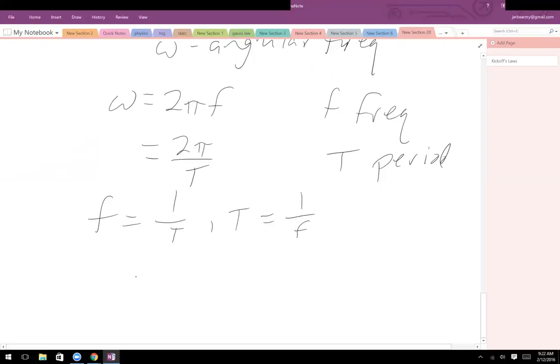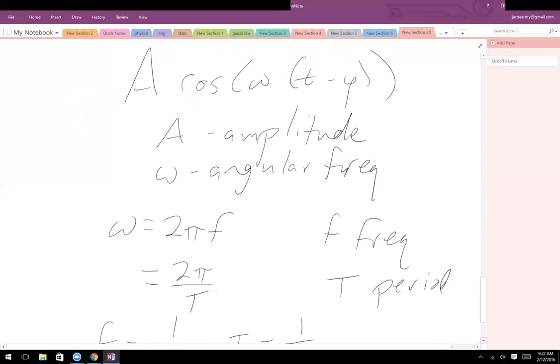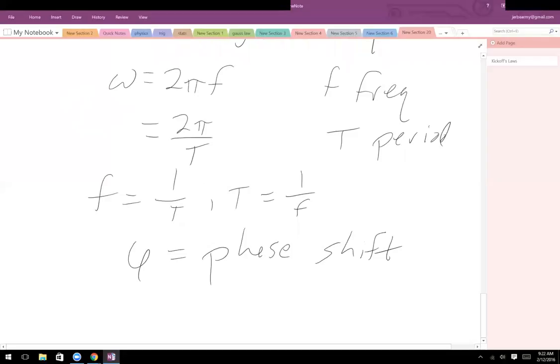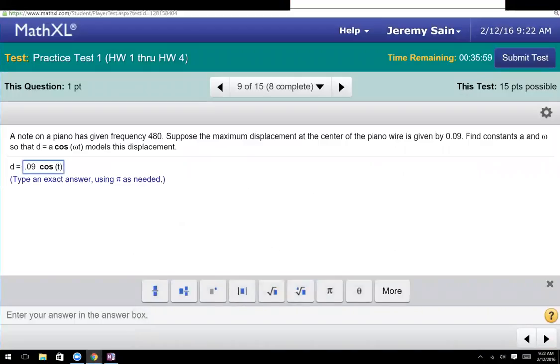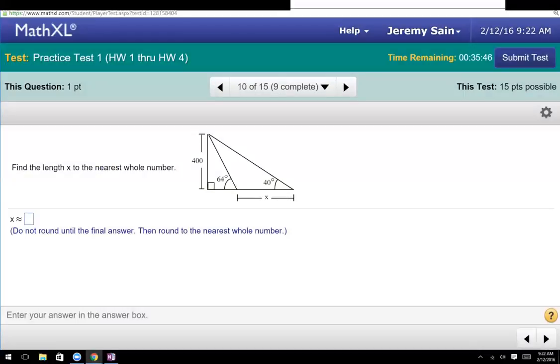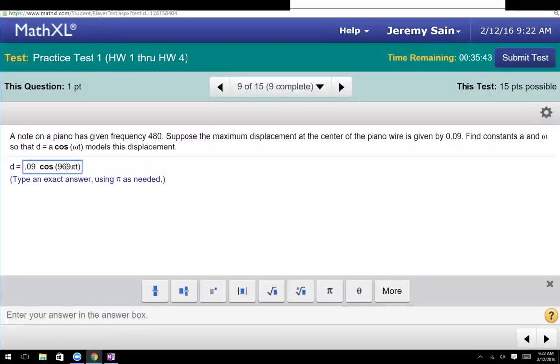And then last but not least, the phi that we don't have in this problem. This is the phase shift. But again, we don't actually have a phase shift in this one. So, since they gave us the frequency, if we want the angular frequency, just multiply it by 2 pi. So this would be 960 pi. Oh, except that was 969 is what I actually typed, didn't I? 960 pi.